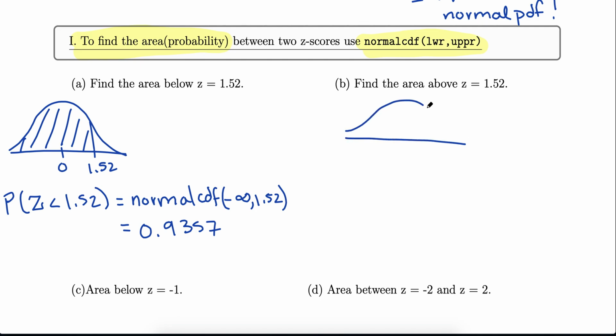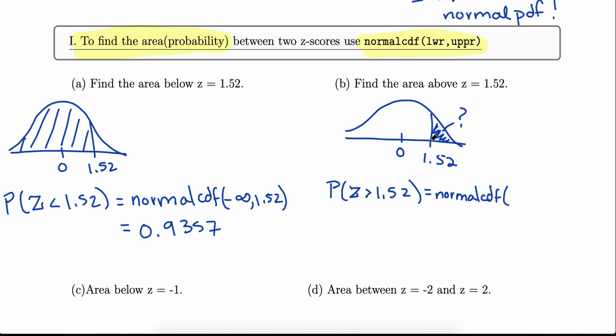So part B, find the area above 1.52. I'm given a z-score, so I'm going to use normal CDF. This is the area I'm interested in. So there's my question as a picture. You'll notice it's just the complement or the opposite of what I did here. So I could do 1 minus this to get the answer, or I could just use the calculator again. So I want the probability this time z is greater than 1.52. Get used to writing this probability notation. It's going to serve you well in the future. So that will be our normal CDF.